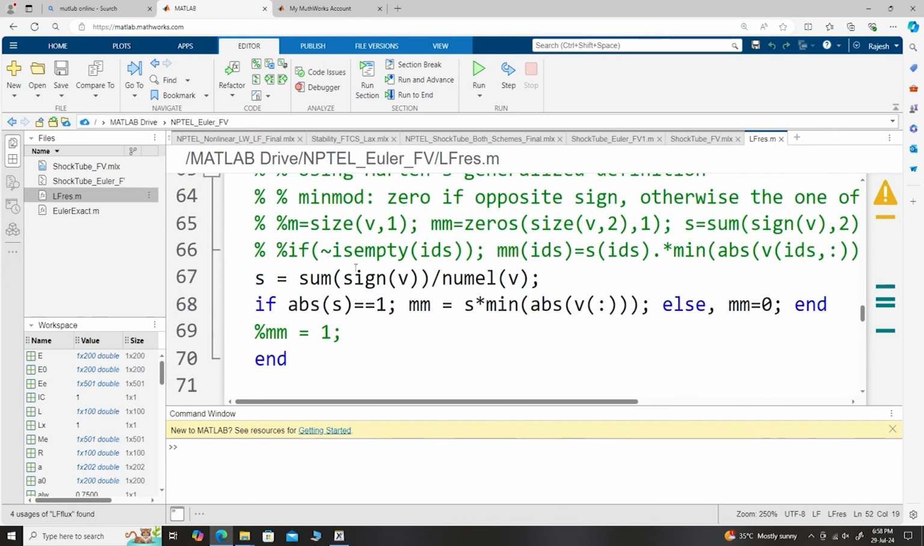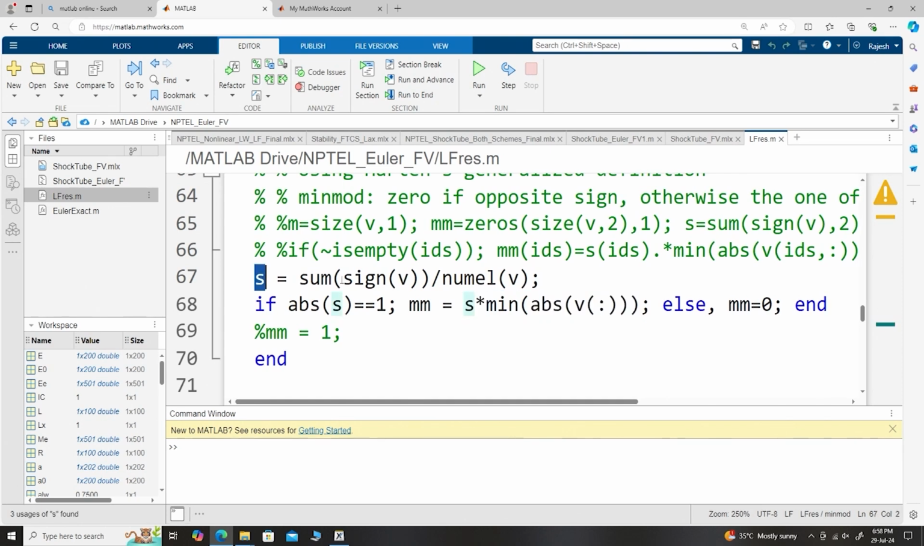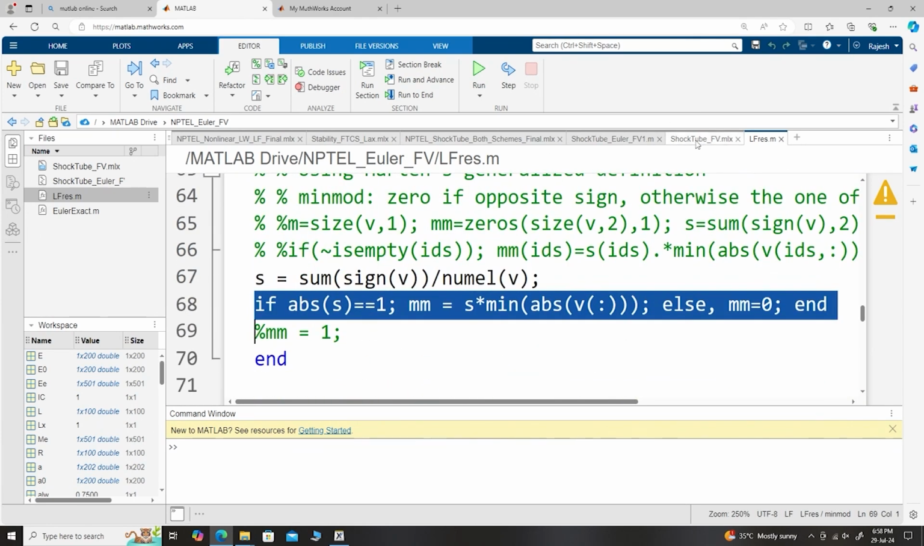And this is the minmod limiter, which is basically saying that if it is exceeding, then put the gradient to 0, otherwise you take it with the appropriate sign. S is basically the sign, and take the minimum of those two gradients and use the appropriate sign. So, this is the minmod limiter. Now let us run this code.